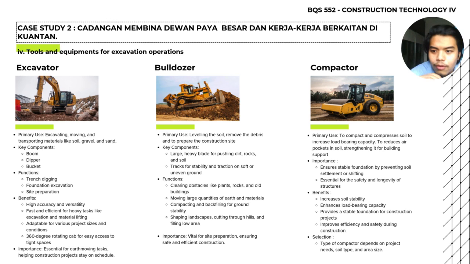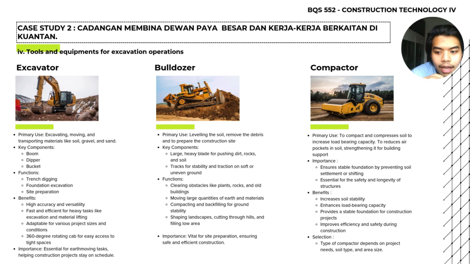So we go through the tools and equipment for excavation operation in this project. We go to the first one, which is the excavator. The primary use is for excavating, moving, and transporting materials like soil, gravel, and sand. The key components of the excavator are boom, dipper, and bucket. The function of the excavator is to make a trench, dig the soil, excavate the foundation, and for site preparation. And what is the benefit of excavator?